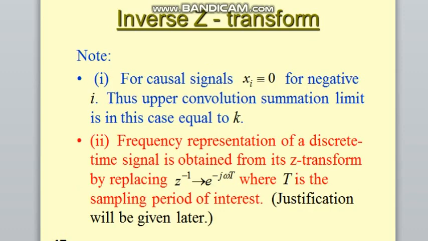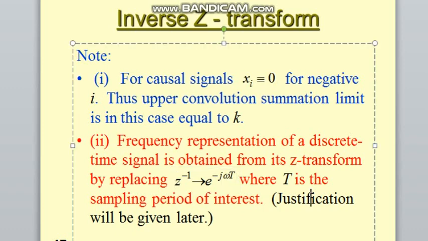Now there are two types of signals, causal and non-causal, to understand the Z transform. For causal signals, x(i) is equal to 0 for negative i, thus the upper convolution summation limit is in this case equal to k. The frequency representation of a discrete time signal is obtained from its Z transform by replacing z inverse with e to the power minus jωT, where T is the sampling period of interest. Justification will be given later.